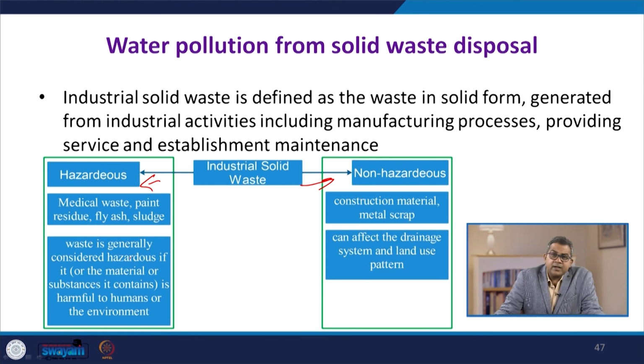Now, non-hazardous waste is attributed to construction materials like metal scraps, and this can affect the drainage system and land use pattern. If it affects the drainage system, again the growth of microorganisms and other decomposition may take place. So, non-hazardous waste may become hazardous.